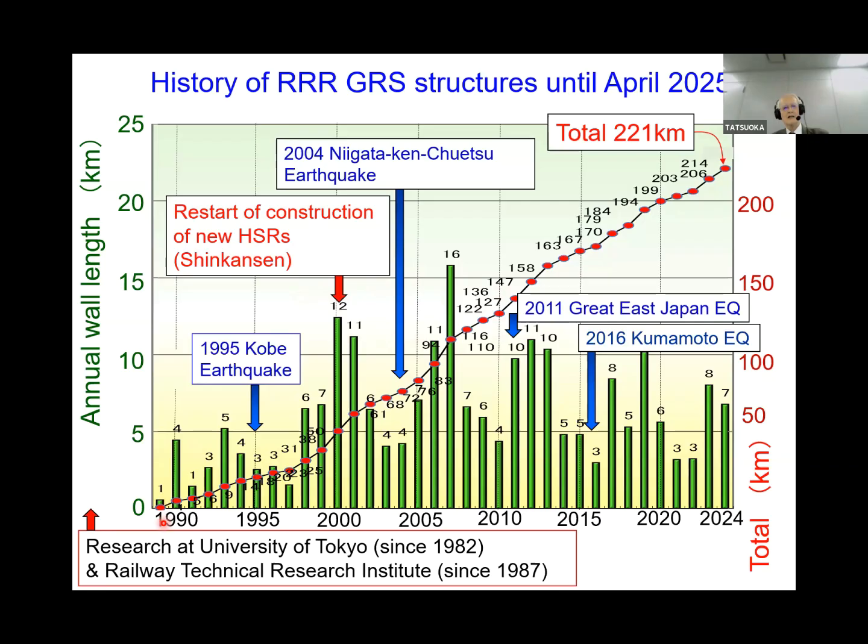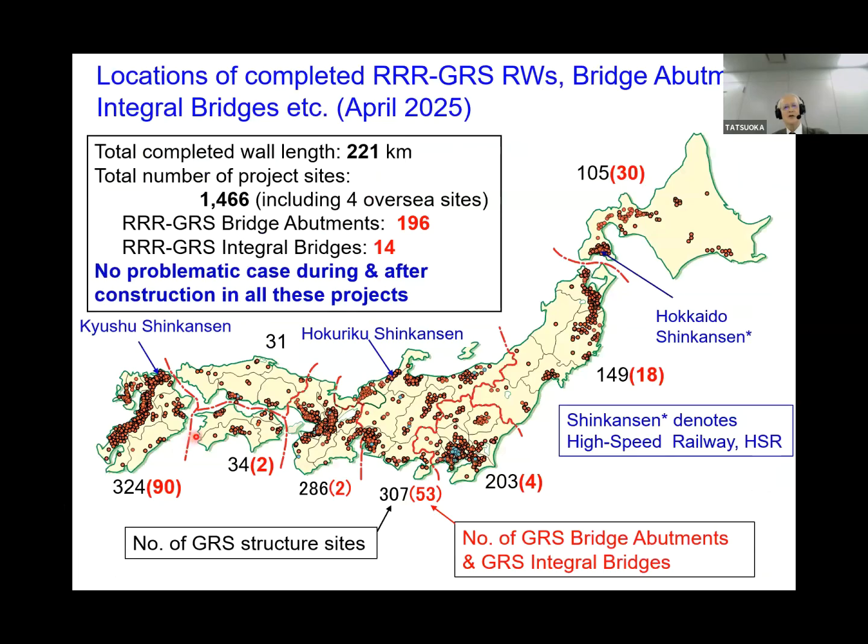So the construction started in 1989. Research started before that. This is showing the location of completed GRS retaining walls, bridge abutments, integral bridges, etc. And this number is the project sites. And this red one is the GRS bridge abutment or GRS integral bridges. So far, project sites number 1,466, including 4 overseas sites. So far, no problematic case during and after construction in all these projects. This is an important point of this technology.